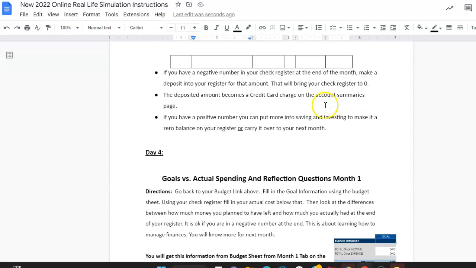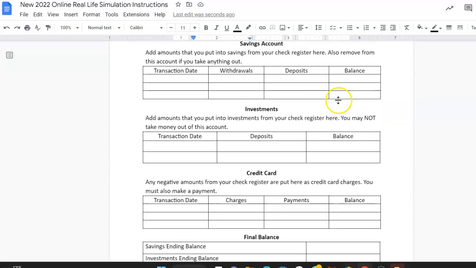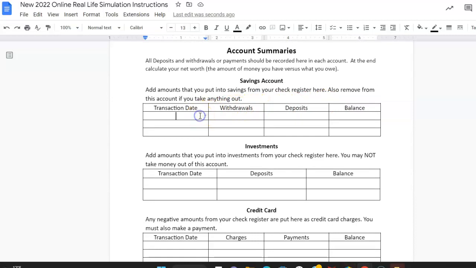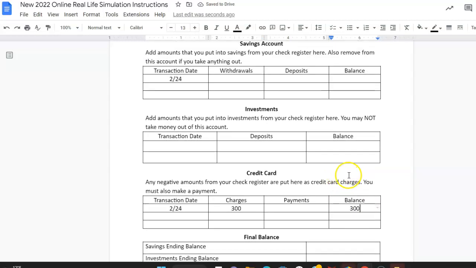What this would look like for me on here would be transaction date, whatever date I did it. Just pay attention to the date you put. So maybe 24. Oops, sorry, wrong thing. I should be in my credit card. So 2/24, and then I'm making a charge for that $300. And then my balance becomes $300, right? So that's what that looks like for month 1.